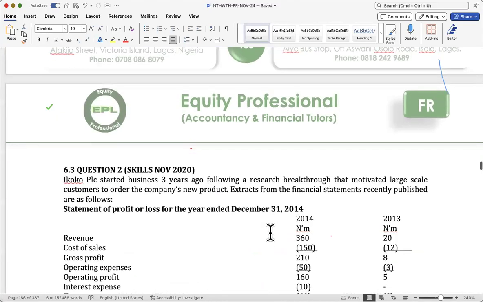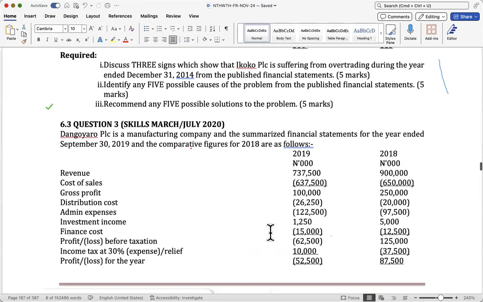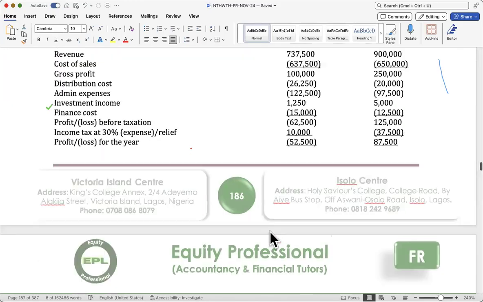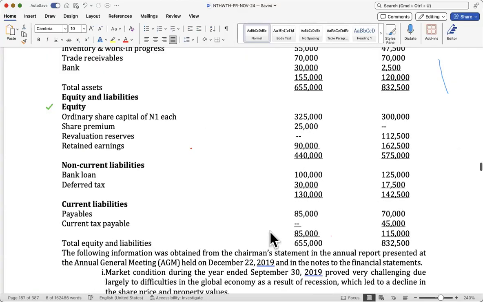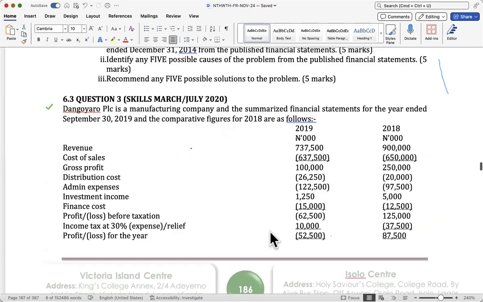And if you look at this one, this was the one on overtrading that I was talking about. And this other one. Okay, Temitope, you can go ahead.